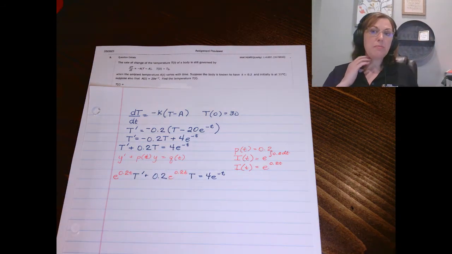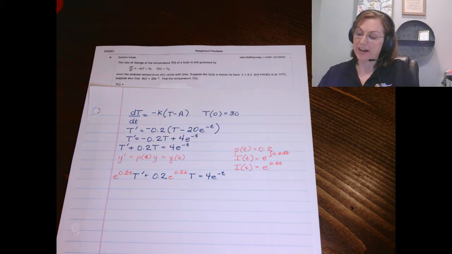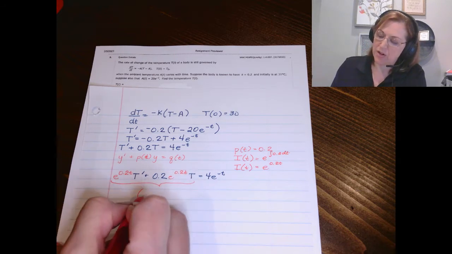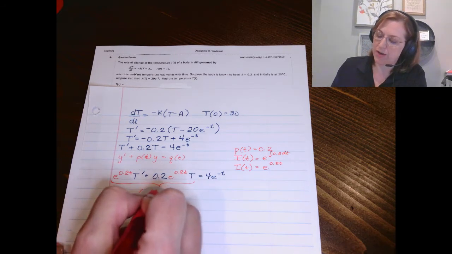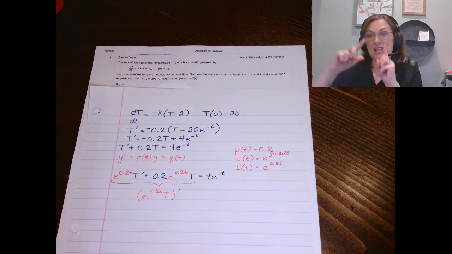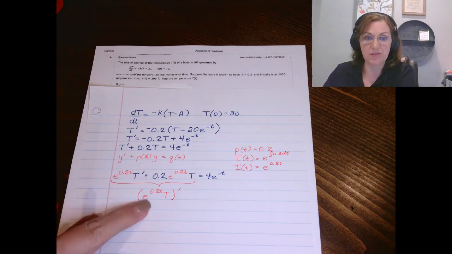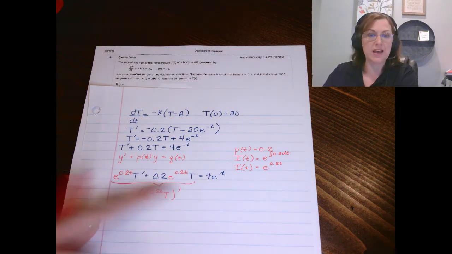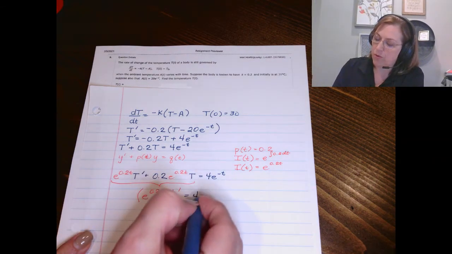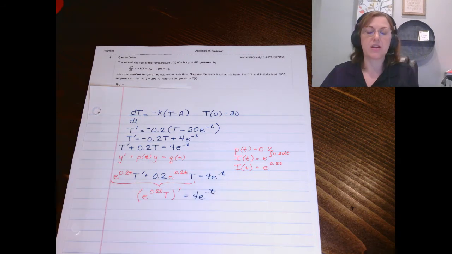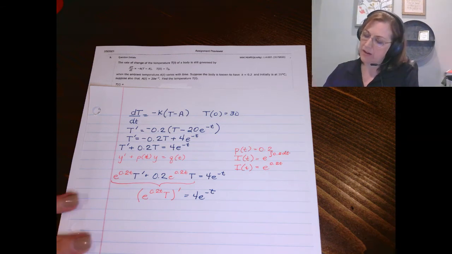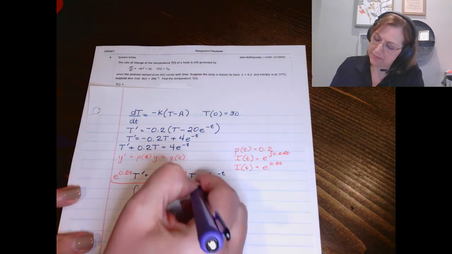Now remember, the whole purpose of the integrating factor is that we recognize that this becomes the derivative of e to the 0.2 t times T. You have to think about it in reverse, right? If you take the derivative of this using your product rule, you will get this expression. So we have that equal to 4 e to the negative t. Now we want to integrate both sides.